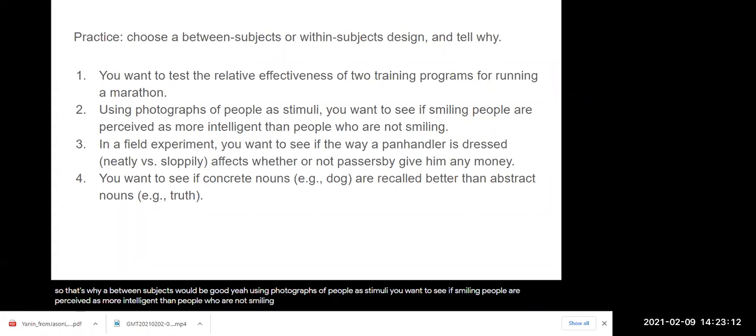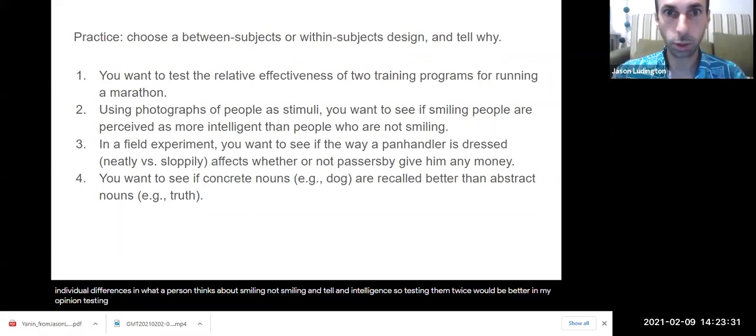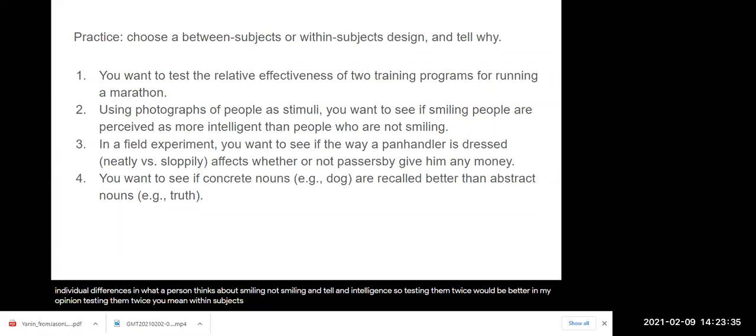I think for this one, a within subjects might be better because there might be individual differences in what a person thinks about smiling, not smiling, and intelligence. So testing them twice would be better, in my opinion. Testing them twice, you mean within subjects? Yeah. Anyone else have a different answer or another reason?